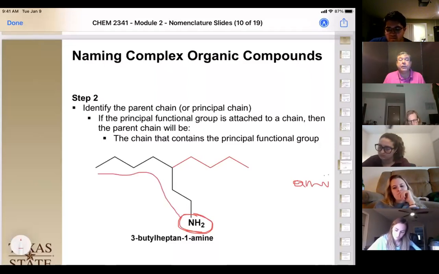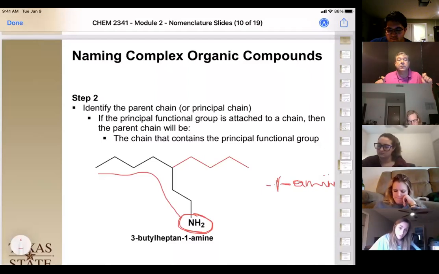So if this was an OH, we would start from there. If that was the carboxylic acid, we would start from there. So you always start numbering the carbons from that naming functional group. So it's not as ambiguous as it is for a hydrocarbon. It's very fixed. Okay, so we're going to have one amine as our end name. So that's our suffix. So now we find our longest parent chain associated with it.